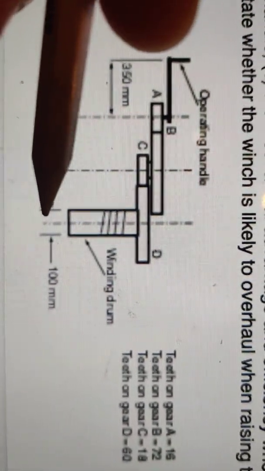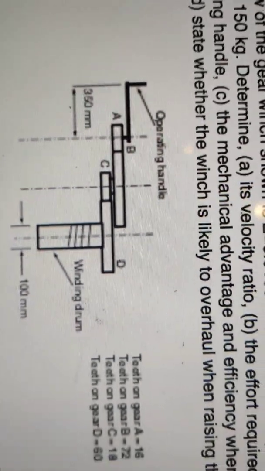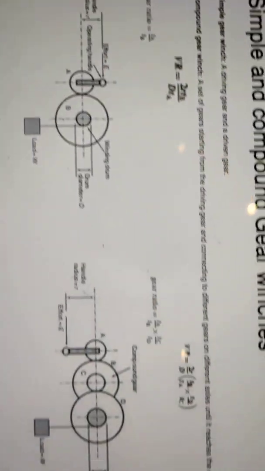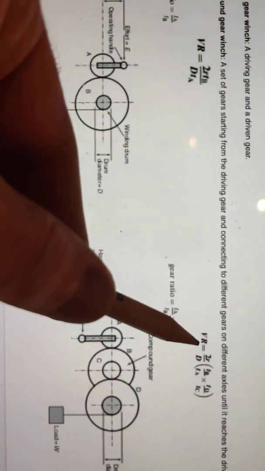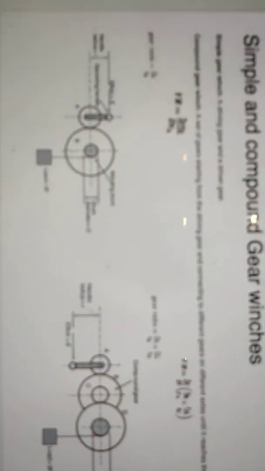The diameter of the winding drum is 100. The distance from the handle to the first gear is 350, which means that if we look at the formula for velocity ratio, which will always be given to you, VR is equal to 2R divided by D times TB over TA times TD over TC.